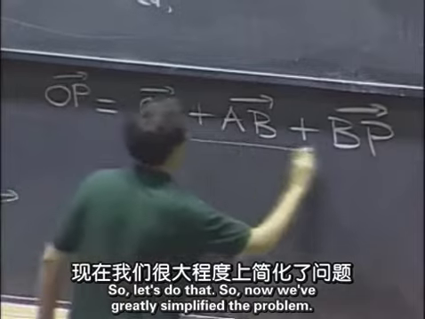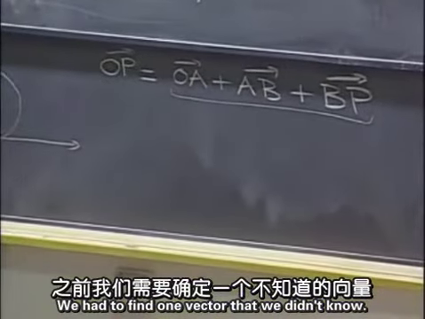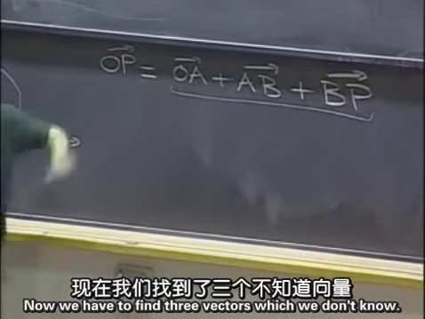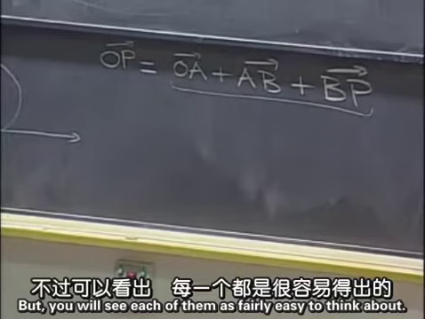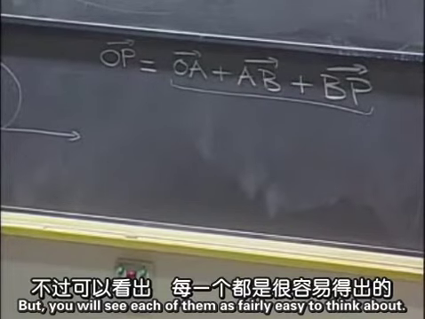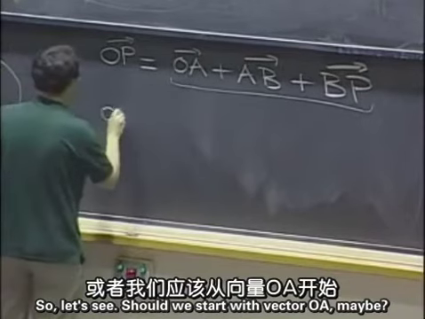So now we've greatly simplified the problem. We had to find one vector that we didn't know. Now we have to find three vectors that we don't know. But you'll see each of them is actually fairly easy to think about. So let's see. Should we start with vector OA maybe?